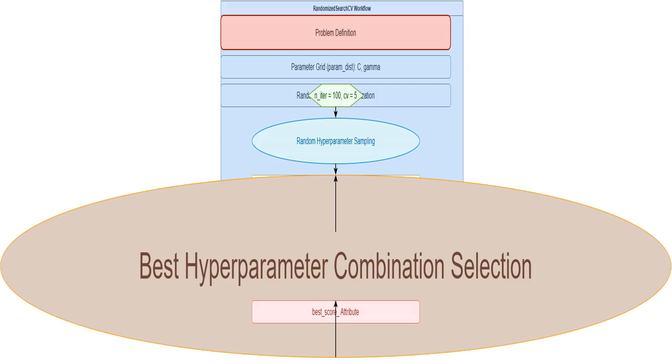After randomized search-CV samples 100 random combinations of hyperparameters "C" and "gamma" in this case, and evaluates their performance using 5-fold cross-validation, it selects the combination that yielded the highest average cross-validation score. This is the best combination found during the search, not necessarily the absolute best combination possible within the entire hyperparameter space.